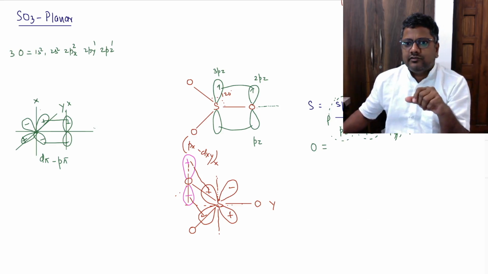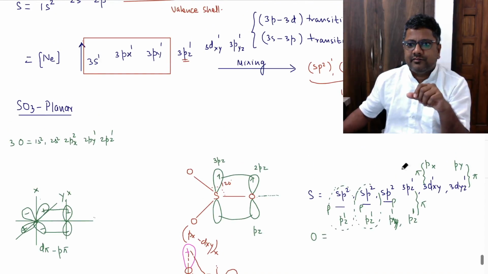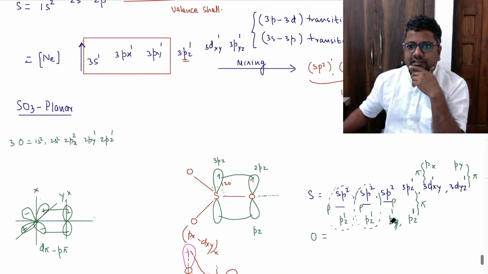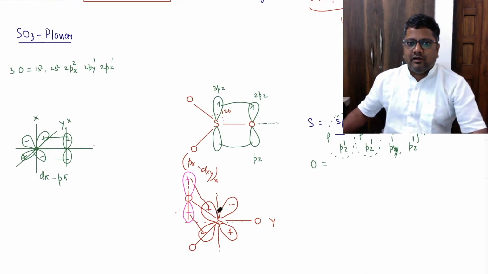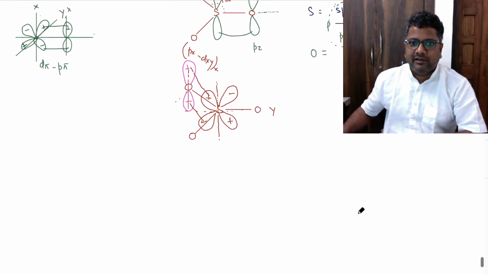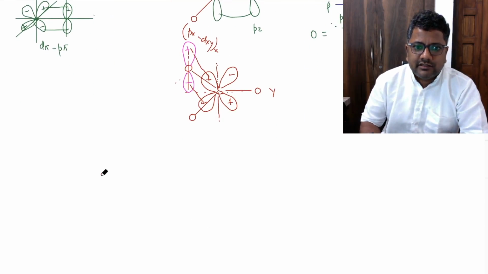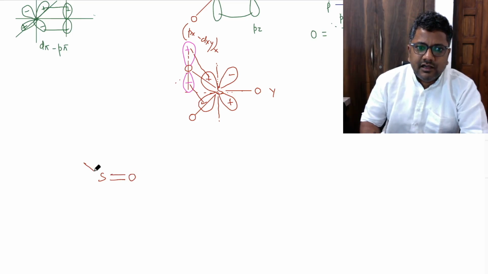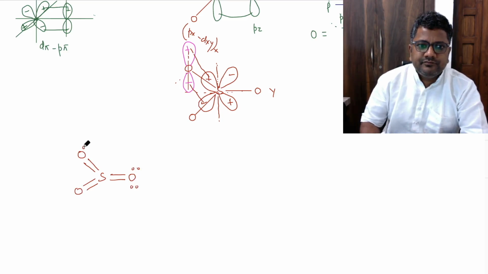Now you can understand with this representation. This is sigma, this is sigma, this is sigma, this is pi, this is pi, this is pi. It is very difficult for us to draw all those orbitals here, but actually they will overlap in that manner. So now I am showing here sulfur double bond this oxygen, and double bond this oxygen, and double bond this oxygen. And each oxygen has two lone pairs like this.